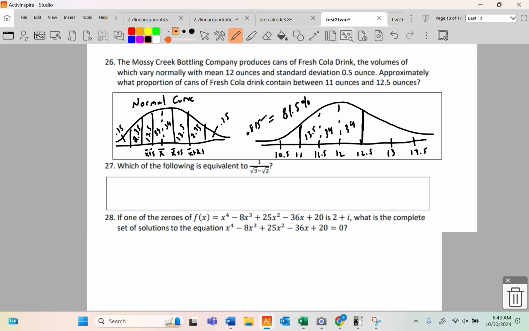27, which of the following is equivalent to 1 divided by root 3 minus root 2? There is this idea of a conjugate in mathematics. And the conjugate of root 3 minus root 2 is oddly enough root 3 plus root 2. It's just a sign change. You don't really see a whole lot of this anymore, even in Algebra 2. Stuff like this isn't even allowed in Algebra 2 anymore. But what we're going to do is multiply the numerator and denominator by that conjugate.